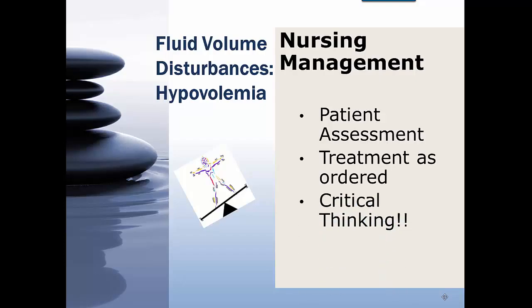Probably, if you think about it the most, the best thing we can do for our patients is prevent this from happening. So we need to identify those patients that are at risk for developing hypovolemia. And I'd like you, as part of listening to this, to maybe come up with a list of patients that you can think of that would be at risk for it.